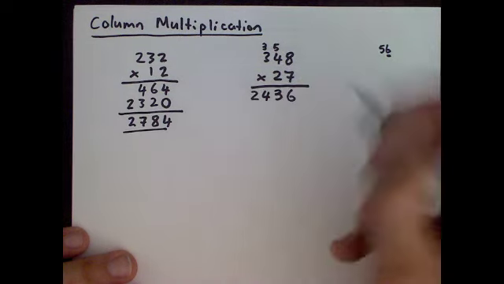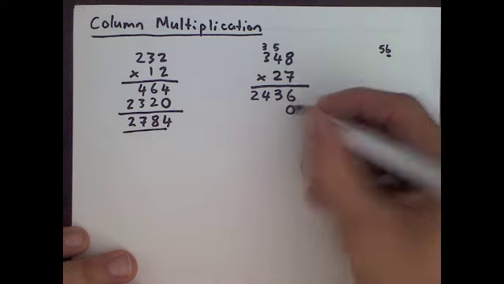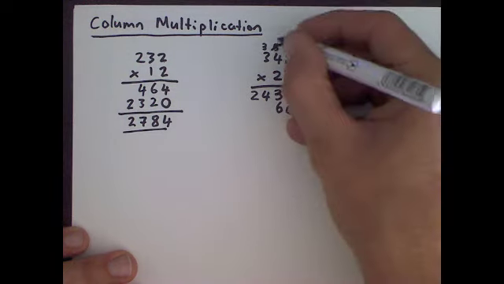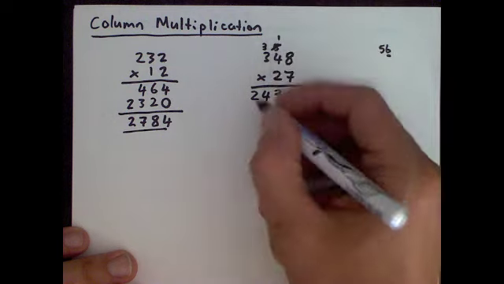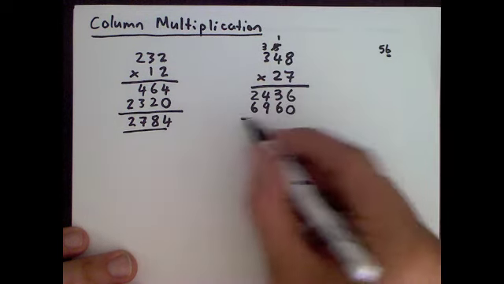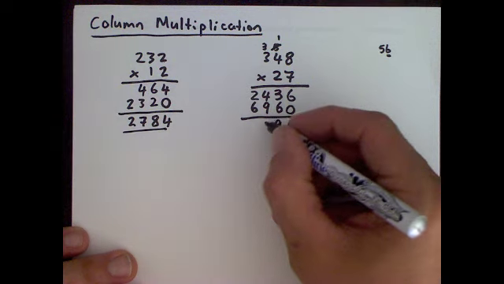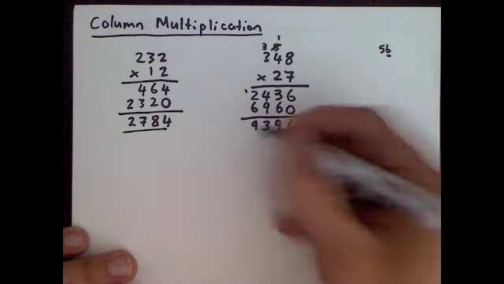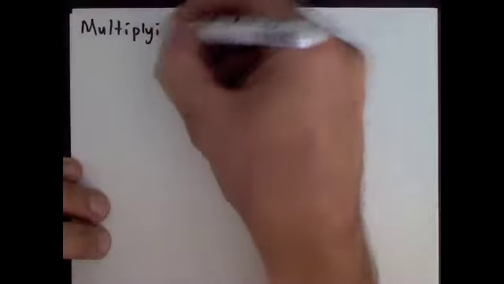Now remember, we've only done the 7, so now we move to the next column, which is 2. We put a 0 down, so 2 eights is 16, put the 6 down, carry the 1. 2 fours are 8, plus 1 gives us 9, 2 threes are 6, and now when we get to this point, we add the columns. 6 plus 0 is 6, 3 plus 6 is 9, 9 plus 4 is 13, carry the 1, 6 plus 2 is 8, plus 1 gives us 9. Our answer there is 9,396.